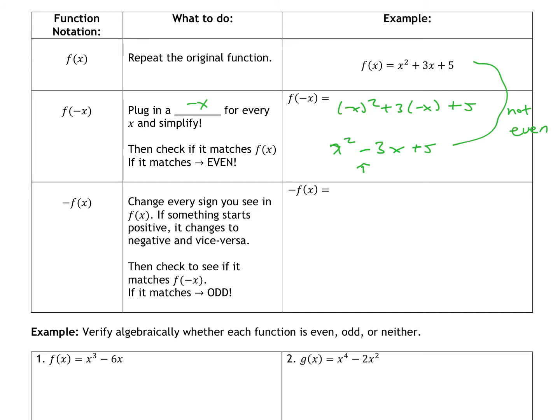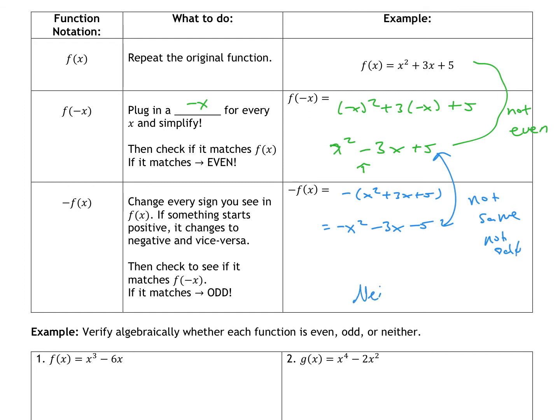All right, let's look at the next one. If I say -f(x), I've got negative, and then x squared plus 3x plus 5. I'm going to distribute this, so that's negative x squared minus 3x minus 5. And I'm going to compare this to the original equation. That's not the same either, so it's not odd.